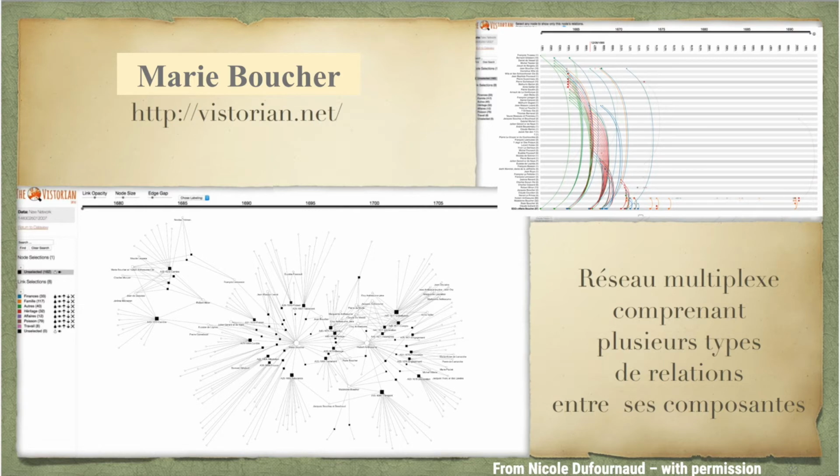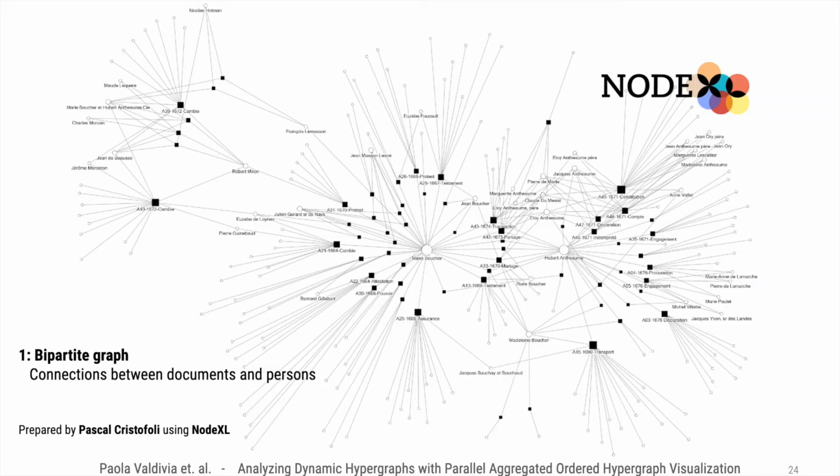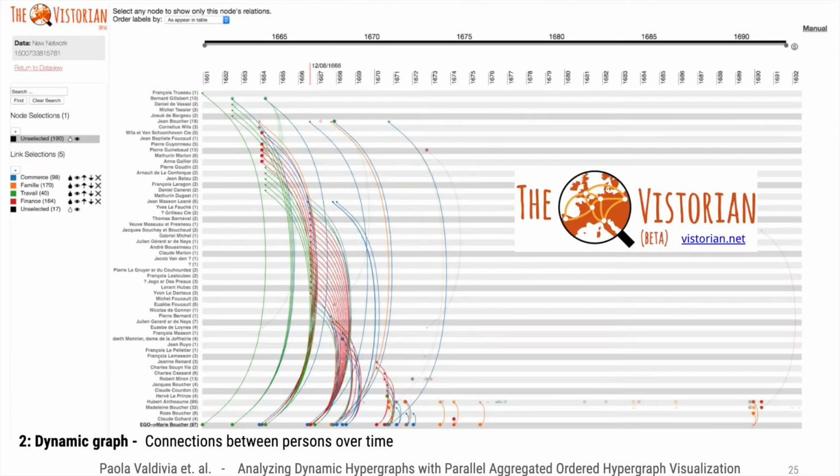The historian had already analyzed her dataset with the help of 2 representations. The first one was a bipartite graph where she can see the connections between documents and persons, but no temporal information. The second representation was a time arcs visualization made in the online tool, the Historian, where she can see the connections between pairs of persons over time, but the document information is lost. That means she cannot tell if 2 arcs represent the same document.